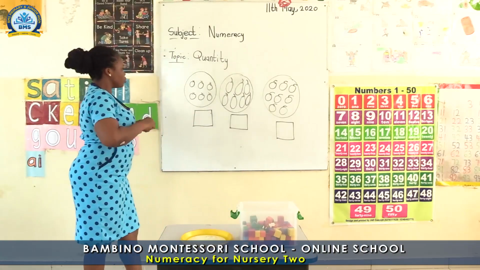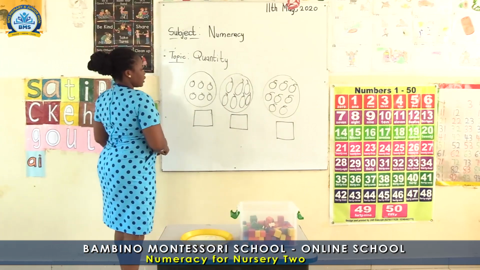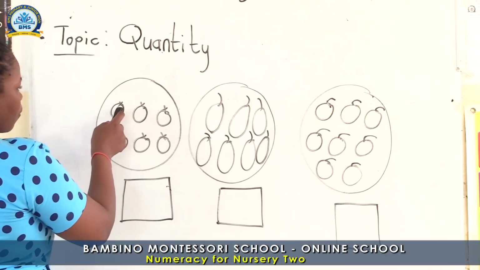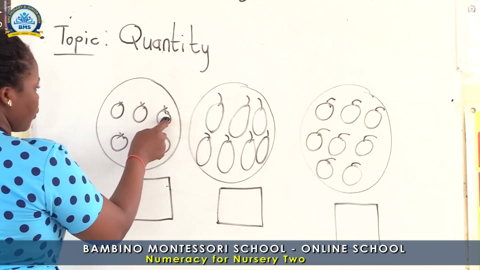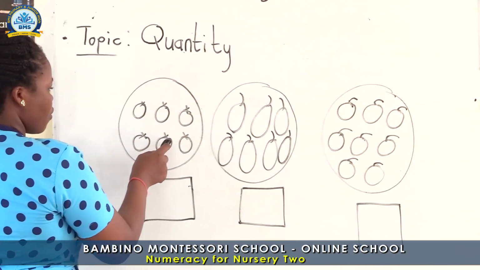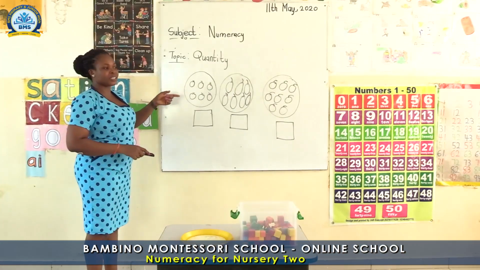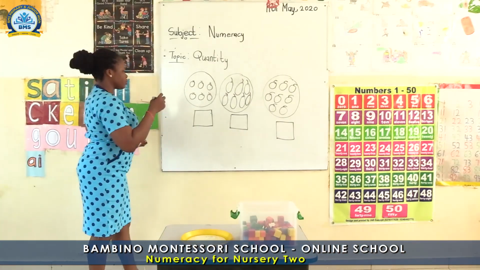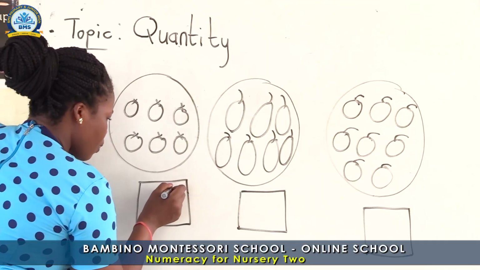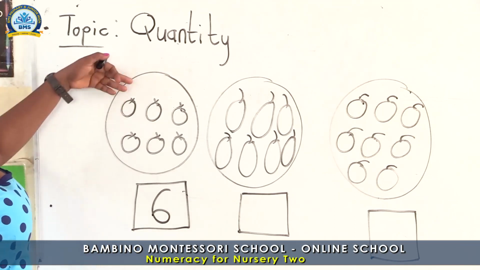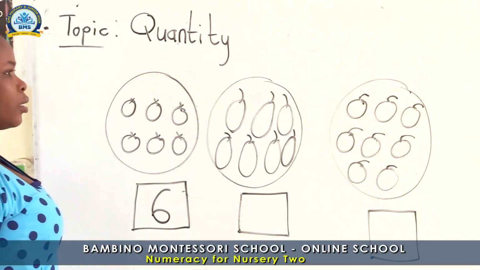Okay. So now let's start counting to get the number for these objects. Let's go. 1, 2, 3, 4, 5, 6. So how many objects did we get here? 6. A curve in. Good. So we got 6 oranges here.